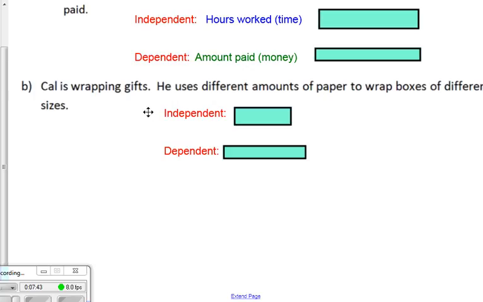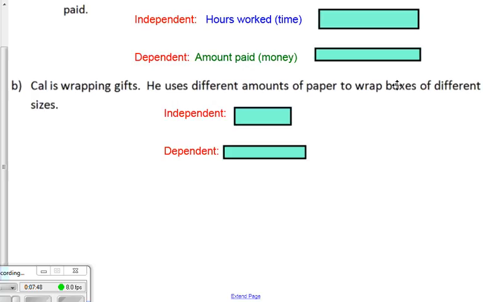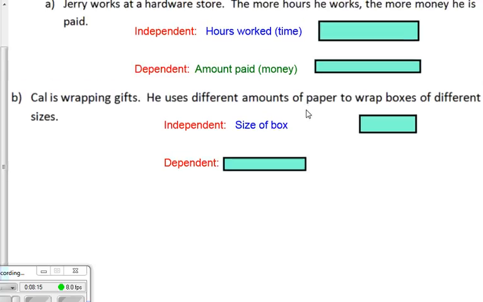Cal is wrapping gifts. He uses different amounts of paper to wrap boxes of different sizes. Okay, makes sense. If he has a small box, he uses a small amount of paper. If he uses bigger boxes, then he has to use bigger amounts of paper. So the independent variable, the one that he chooses or kind of moves on its own there, is the size of the box. Okay, again, smaller boxes, bigger boxes, just kind of depends on, or is independent, I guess, whichever one he happens to grab.